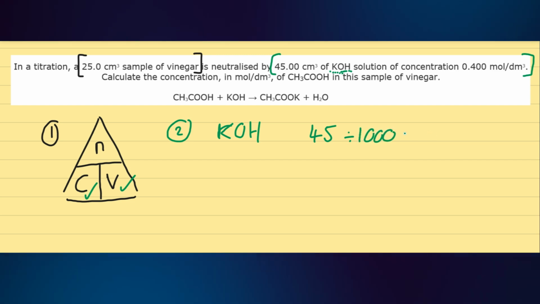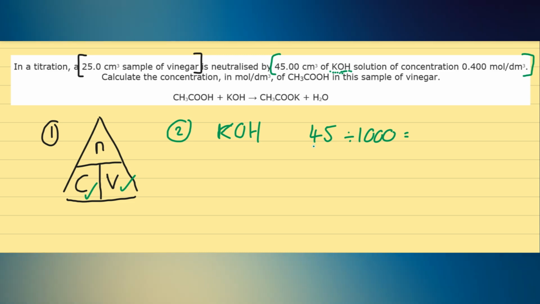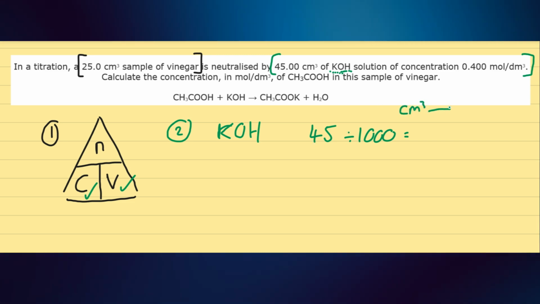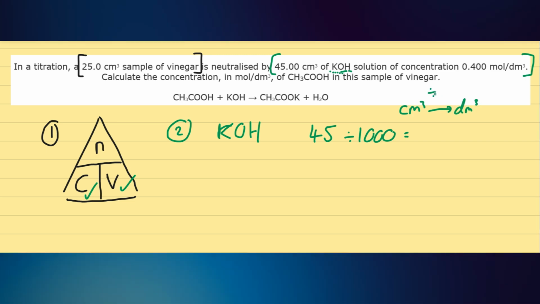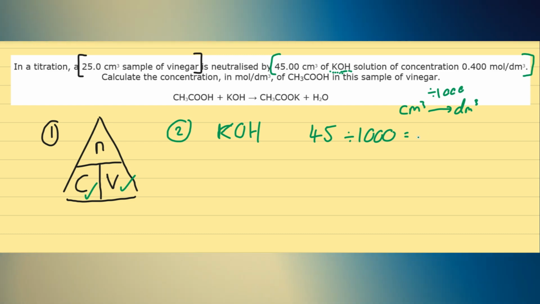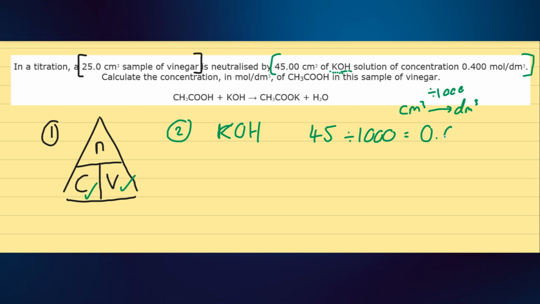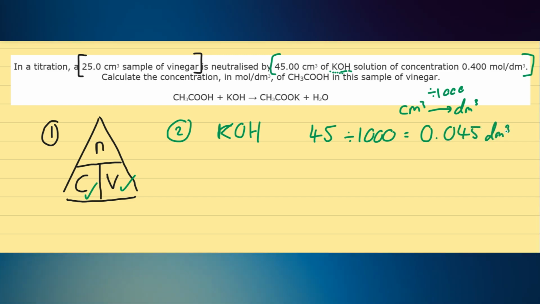Why will I do that? Because my 45 is in centimeters cubed. If you ever see something in centimeters cubed, you want to convert it to decimeters cubed first. And to do that, you have to divide by 1,000. Never keep it in centimeters cubed. If I divide it by 1,000, that will give me 0.045 decimeters cubed. And that's what I want, okay?